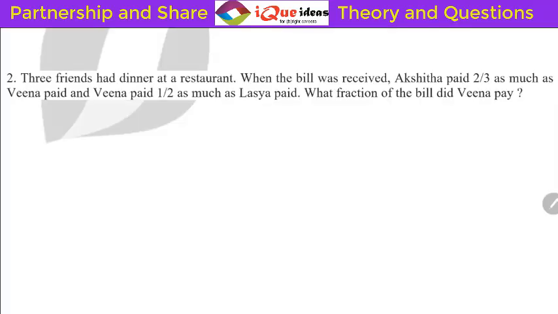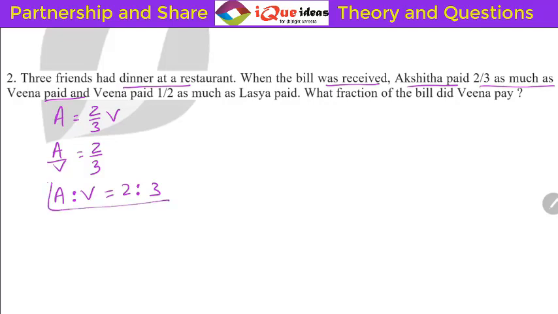Now let's take up the second question. The second question is not directly related to the concept that we have just done, but it is related to share. It says when the bill was received in a restaurant by 3 people, one person paid 2/3 as much as the other person. So, A is equal to 2 by 3 V. So we have A by V equal to 2 by 3, or we can also say that A is to V is 2 is to 3. All right. This is one ratio.